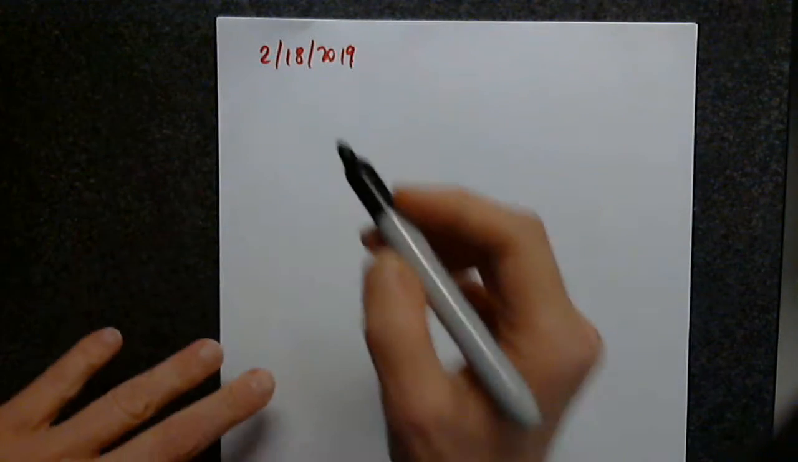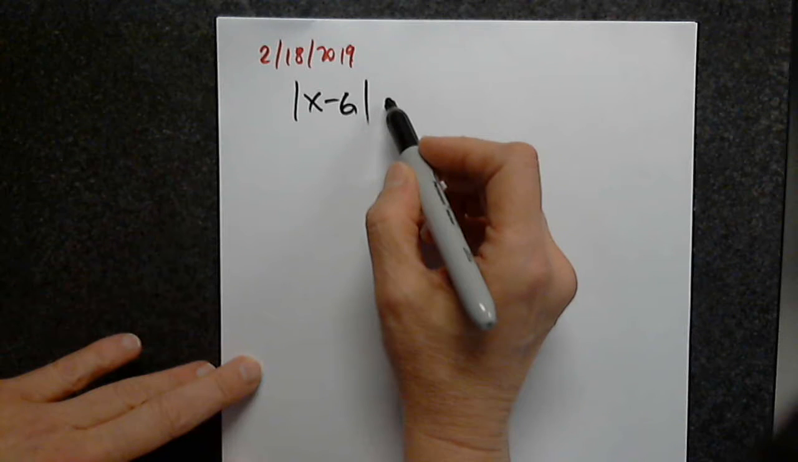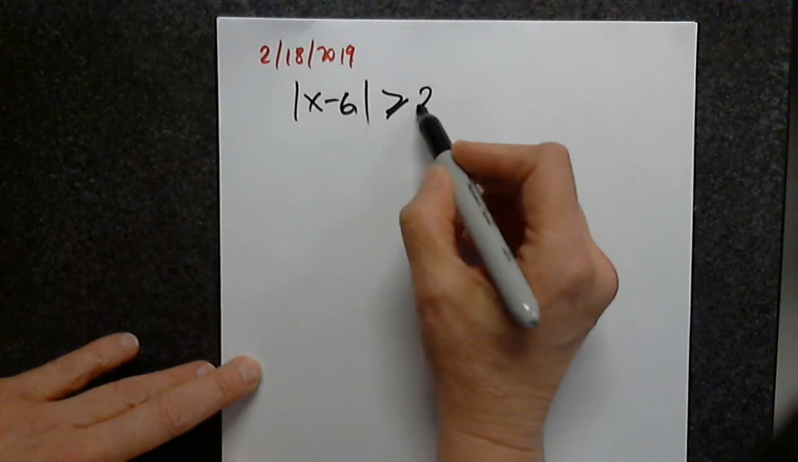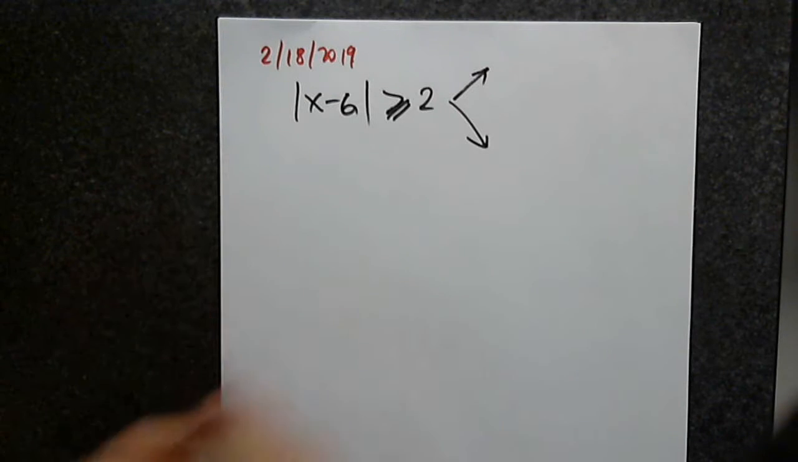Absolute value of x minus 6 is greater than or equal to 2. Good. So which type of absolute value inequality is this? The easy one or the difficult one? Right. So we have to separate into two inequalities. Is this inequality already fully simplified?